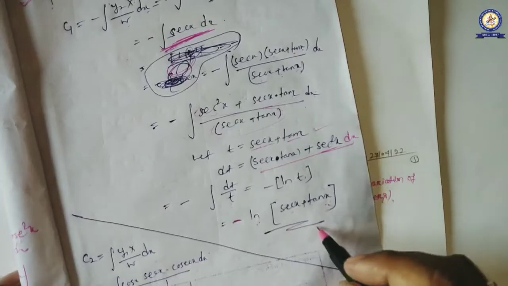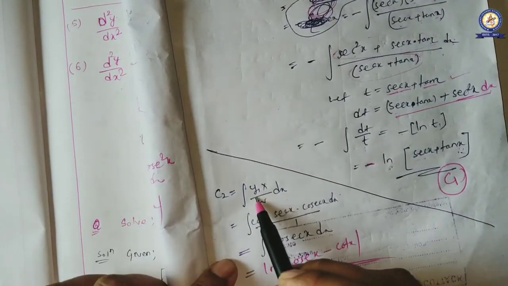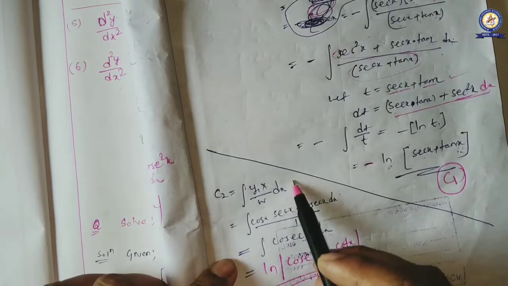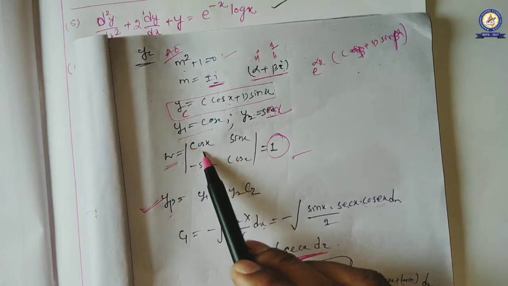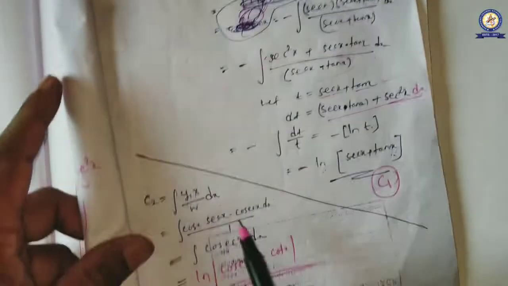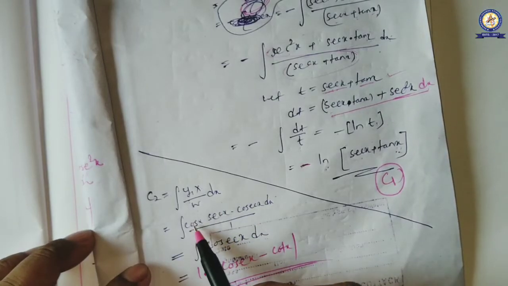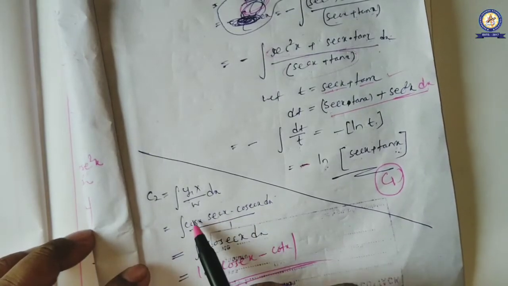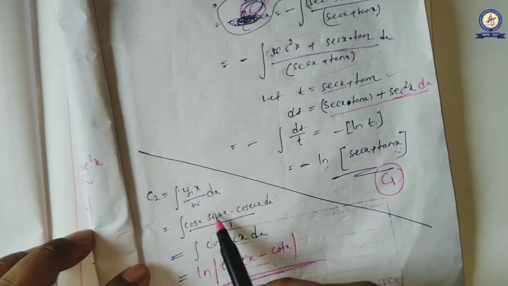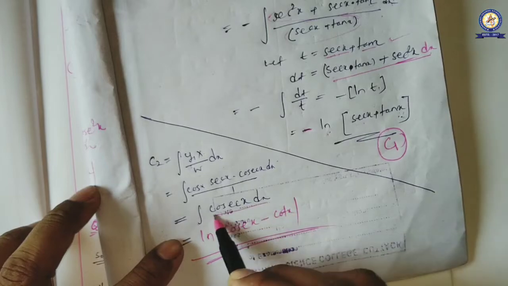Okay, this is our value of c1. Now we are going to go for c2. c2 is nothing but integral of y1 times X by W into dx. y1 is nothing but your cos x, and this is your source function capital X, sec x into cosec x. Cosec x and sec x get cancelled, because cos x into sec x is 1, so we only get the integration of cosec x dx, right?